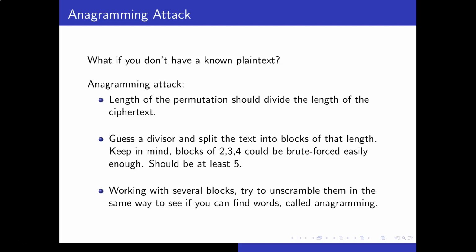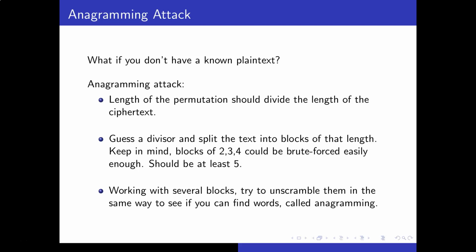Okay, we guess what the divisor is, and we split the text into blocks of that length. And this is where anagramming comes in. An anagram, if you don't remember, is just two words that have the same letters. You just reorder them. We're going to take a block and reorder it and see if we can make a word. We'll do the same reordering to the next block and the next block. And if it starts to look like we're getting plaintext back, we're good.